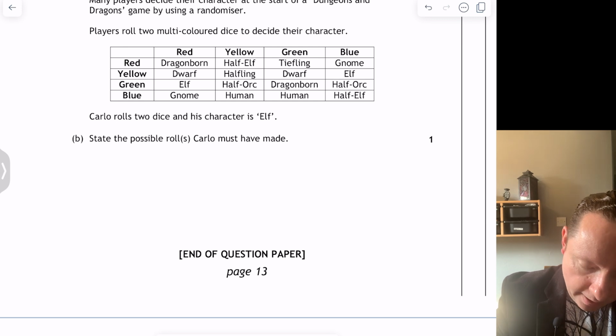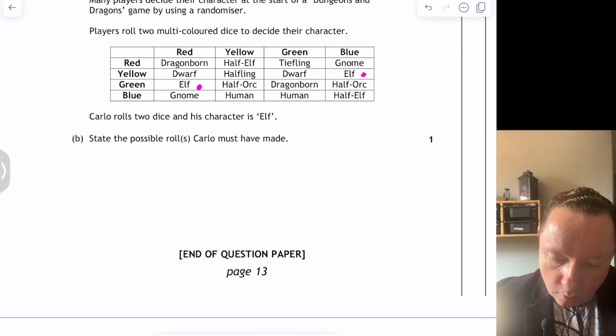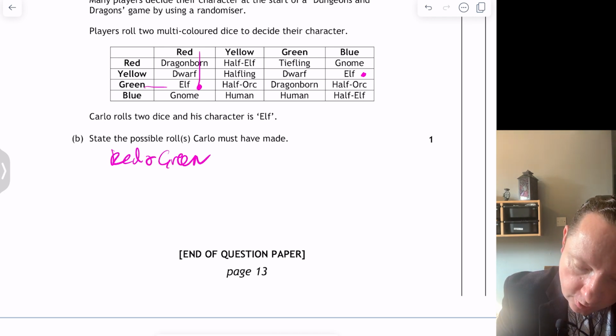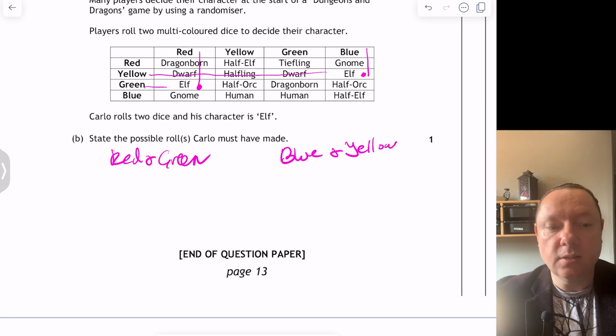Okay, let's see where the elves are in here. So there's an elf. Just an elf, not a half elf then. So to be an elf, he could have done red and green. Or to be an elf, he could have done blue and yellow. Is there any more options? I don't think there is, so we're done there.